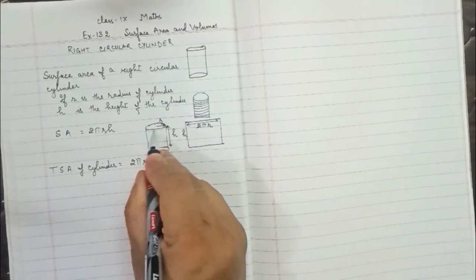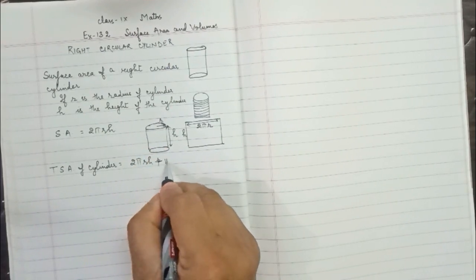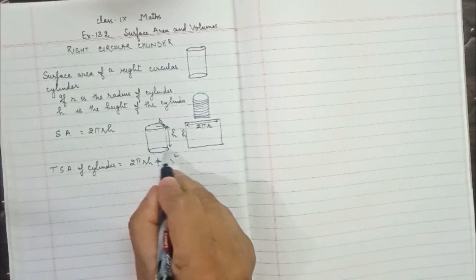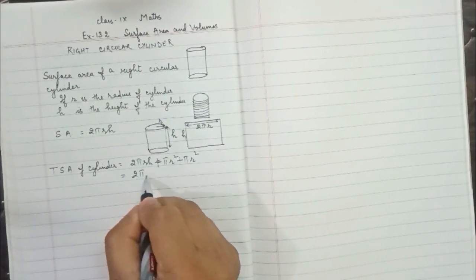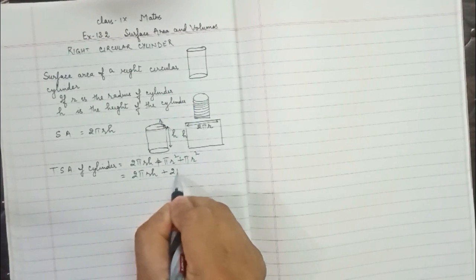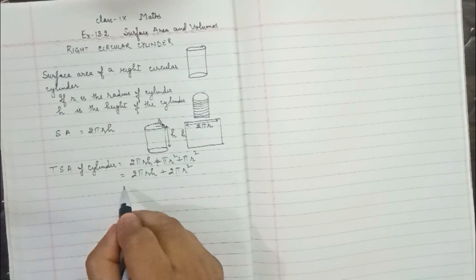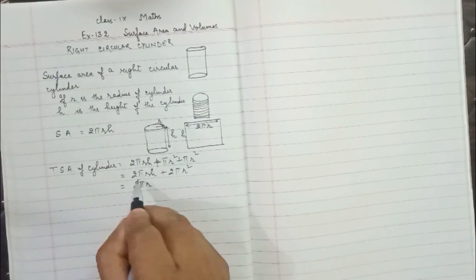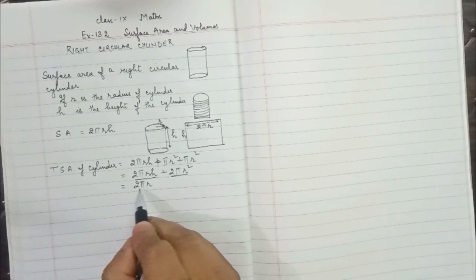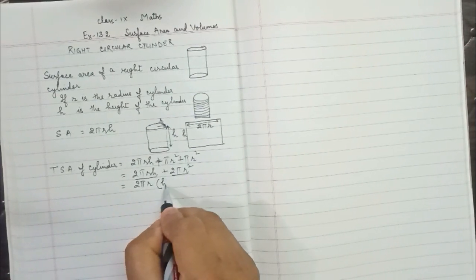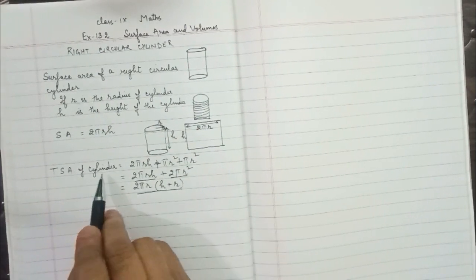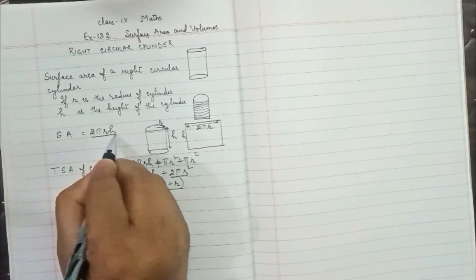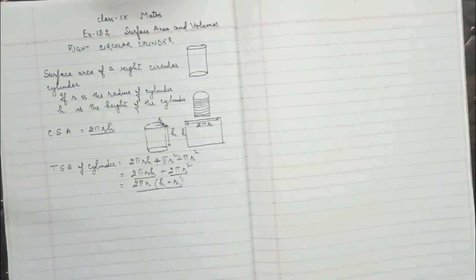Area of top is a circle, so it is pi r square, and area of bottom is also pi r square. So we will get 2 pi r h plus 2 pi r square. What is common? 2 pi r is common in this and this. We'll take out 2 pi r. Here it will be h and here it will be r. So this is the formula for the total surface area of a cylinder. This is for curved surface area or CSA, and this is the total surface area of a cylinder.